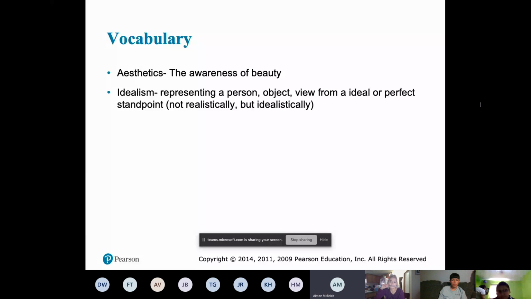Idealism is representing a person or a thing in its most ideal or perfect form. Typically, this is not realistic, but idealistic. So I just mentioned Photoshop.